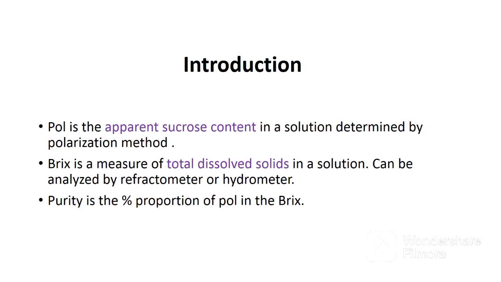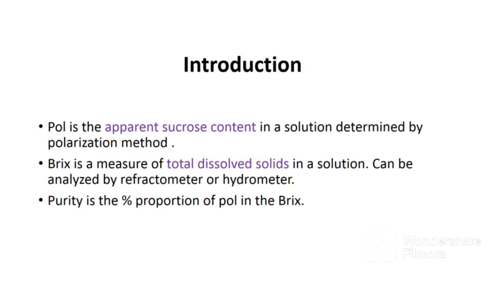The main aims of BRIX and POL analysis are: number one is to determine the efficiency of heating vessels. Examples of heating vessels are evaporators and pan boiling vessels. Remember, for sucrose to form sugar crystals, extracted juice has to be concentrated to supersaturation point. So if syrup is underboiled, no or less crystals will be formed.